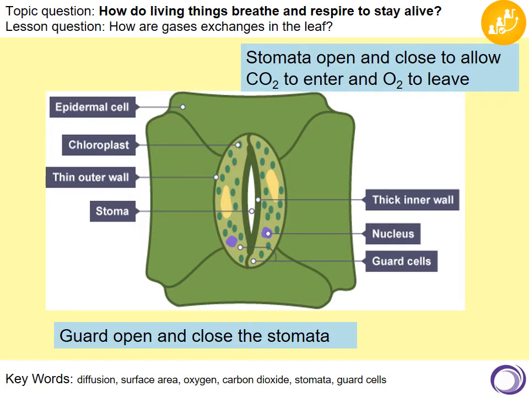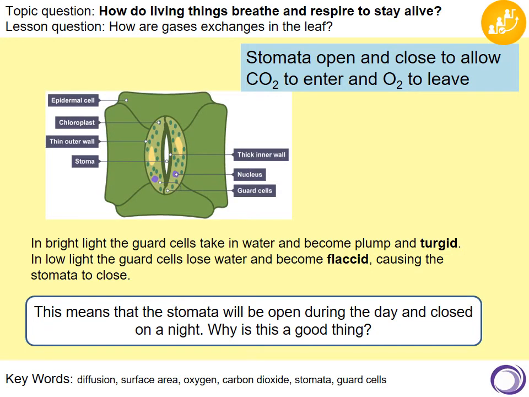The stomata can open and close. The guard cells are the cells that are responsible for opening and closing the stomata. In bright light, the guard cells will take in water, and that makes them become plump and turgid and the stomata open. But in low light, the guard cells lose water and become flaccid, causing the stomata to close.